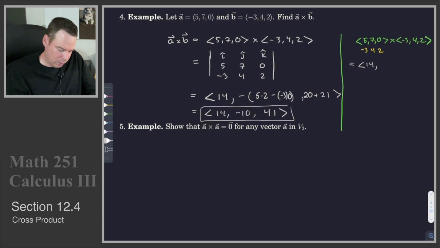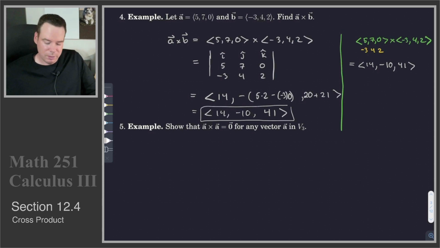For the next component, I have a minus sign that's going to appear there. Cross out that entry. Now I look at 5 times 2 minus negative 3 times 0. So that's a minus 5 times 2, which is minus 10. And then for the last component, I cancel out that one, and I look at the product of 5 times 4 minus negative 3 times 7. So that's 20 plus 21, or 41.